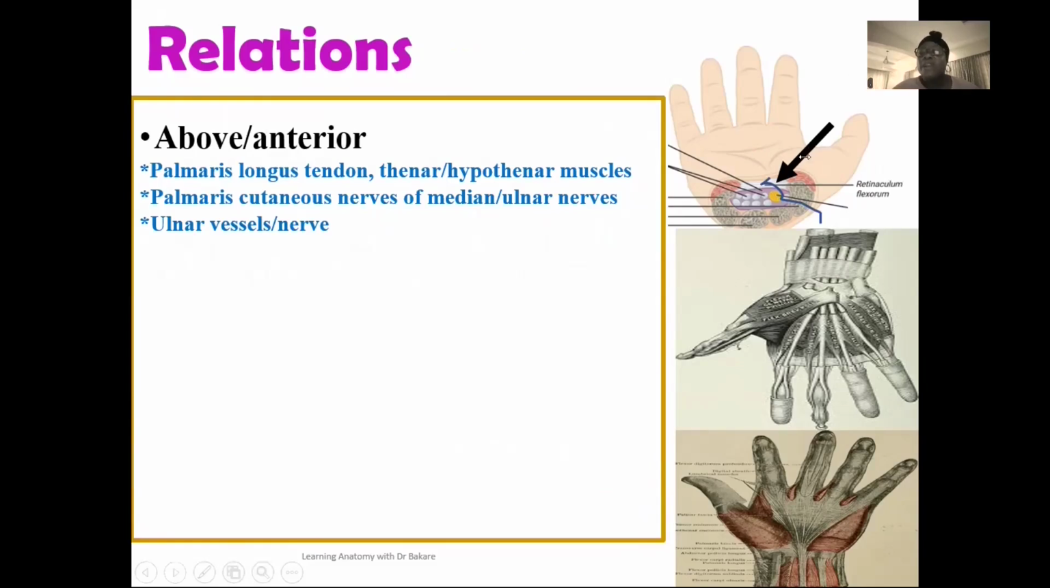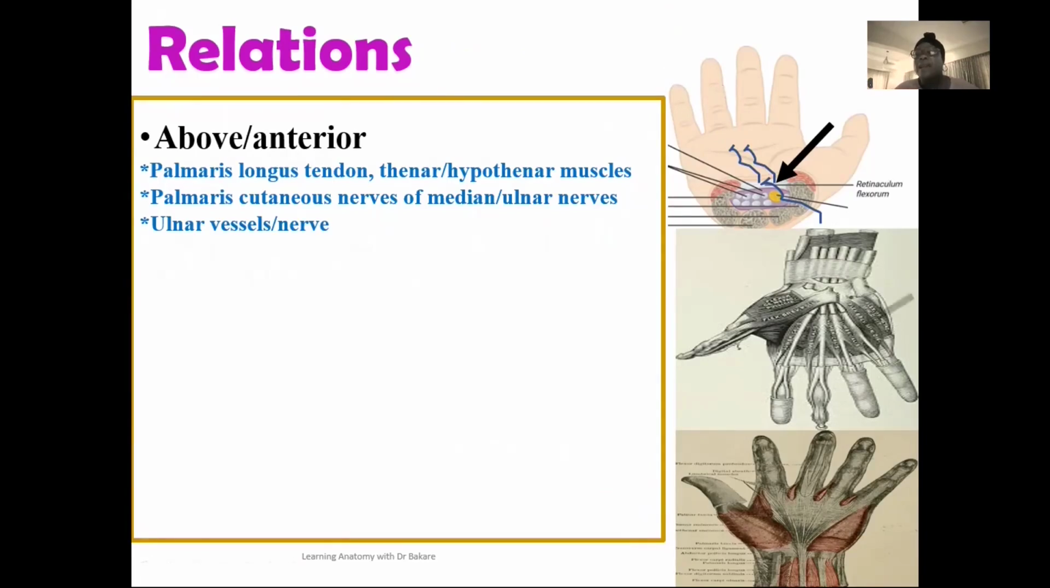So at this point, you see that the tendon of the palmaris longus is related to the anterior surface of the flexor retinaculum. It is also seen to be related to the thenar and also the hypothenar muscles. These muscles are muscles in the hand region, and these muscles are seen to take their points of origin from the anterior surface of the flexor retinaculum.